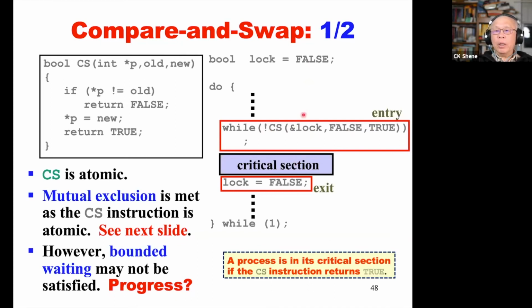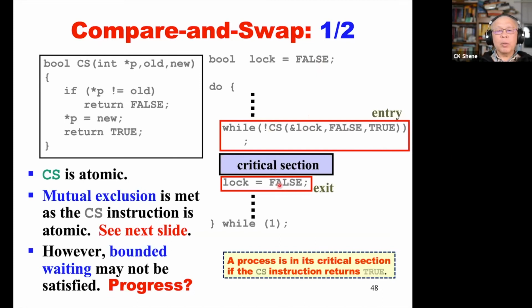Now, what if you execute CS while I am here? What you see is the lock value is true. Now you execute CS in the same way. So we use the old value, false, and compare against the lock value. They are not equal. Therefore, CS returns false, and not false is true. Therefore, you loop here until I set lock to false.